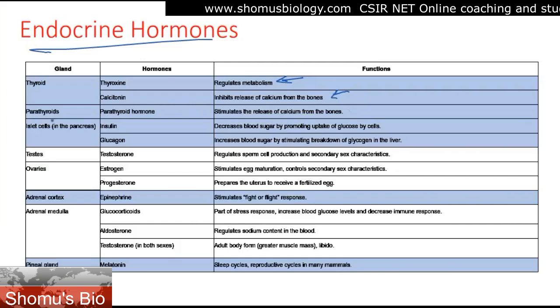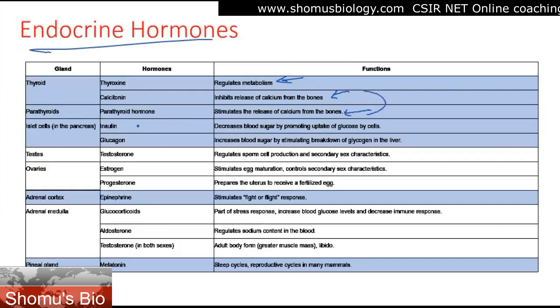And parathyroid hormone secreted by the parathyroid gland stimulates the release of calcium from the bones. So if you look at both of these, calcitonin and parathyroid hormone, they are doing opposite functions. Calcitonin inhibits the release of calcium from the bones, while parathyroid hormone stimulates it. So both work together for calcium ion concentration homeostasis in the blood. That's the important role for it.